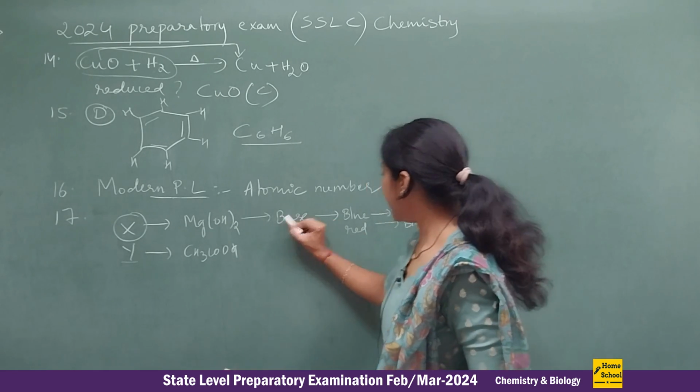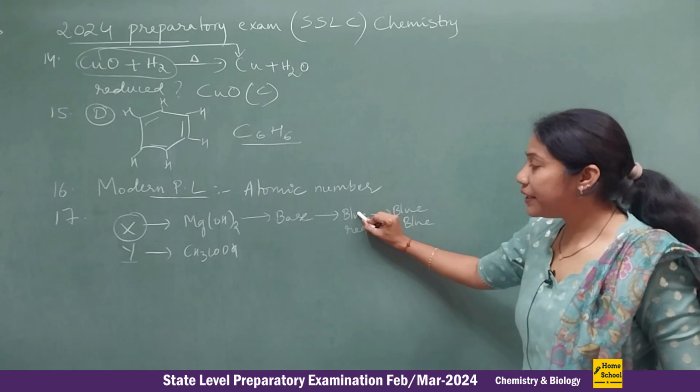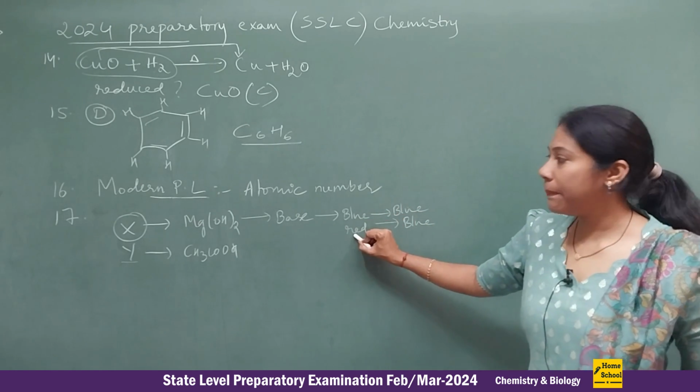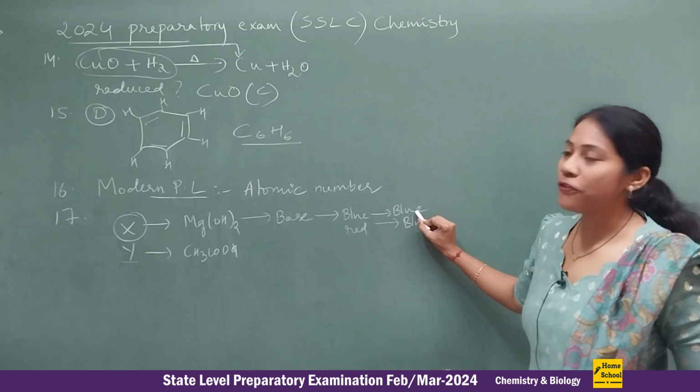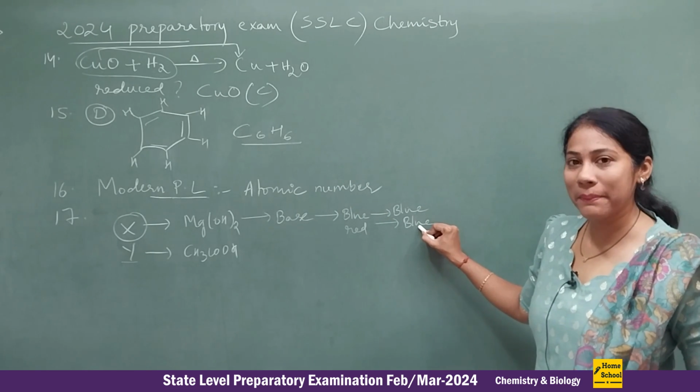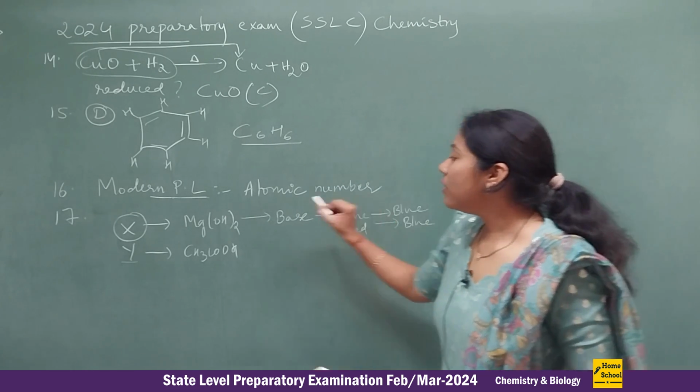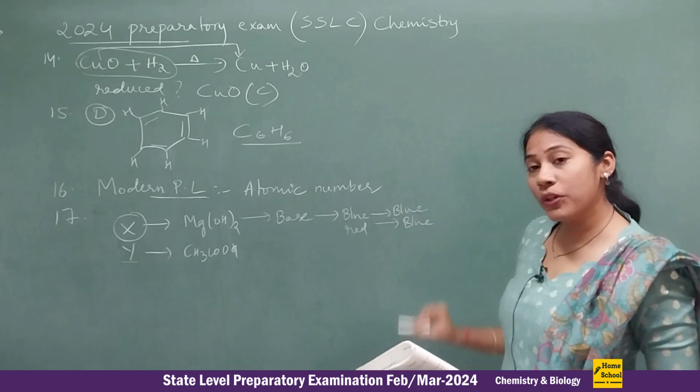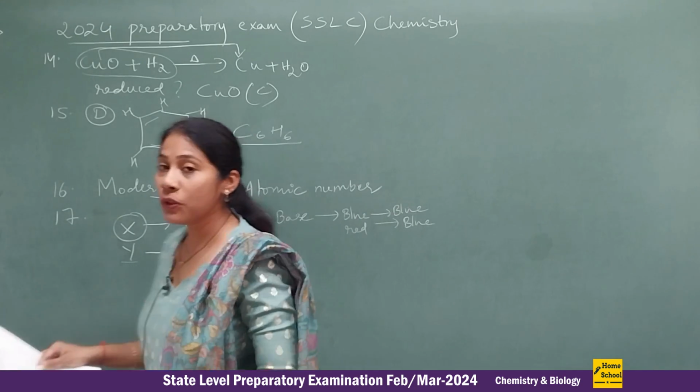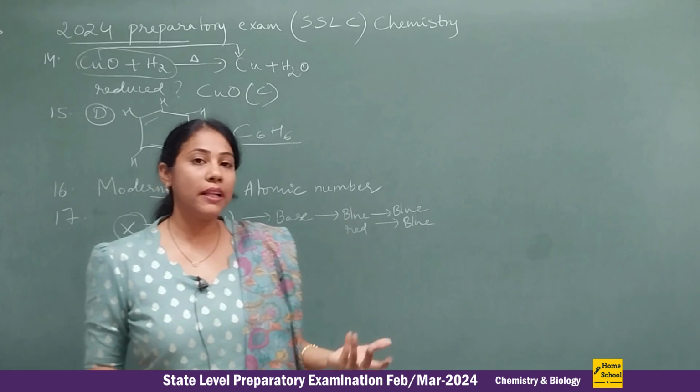B for base, B for blue. No matter which colored litmus paper you are dipping, B for base, B for blue. This is the short trick, remember? Okay, so always in a base, if you dip blue, blue remains blue. If you dip red, red becomes blue.